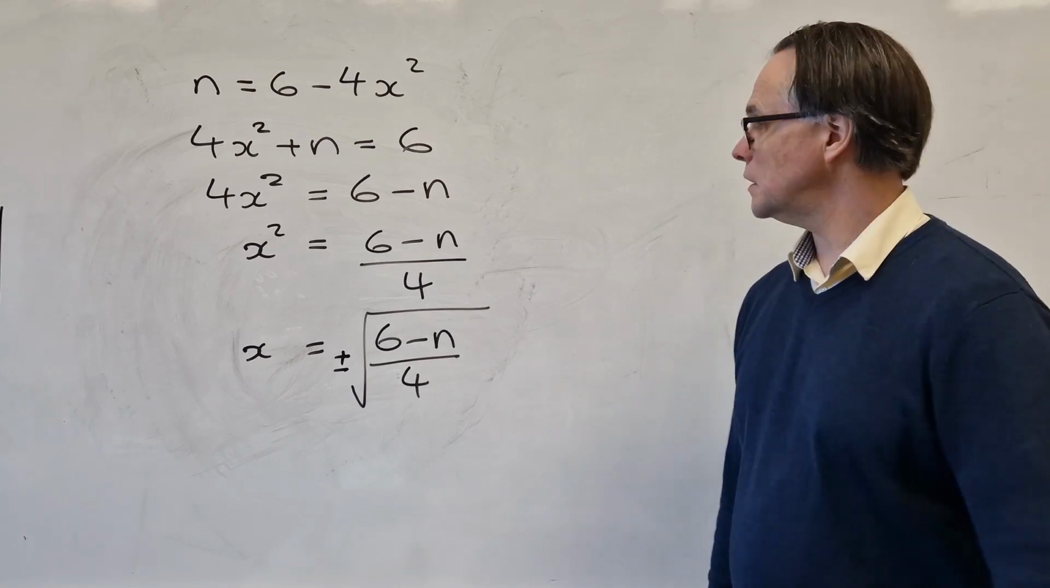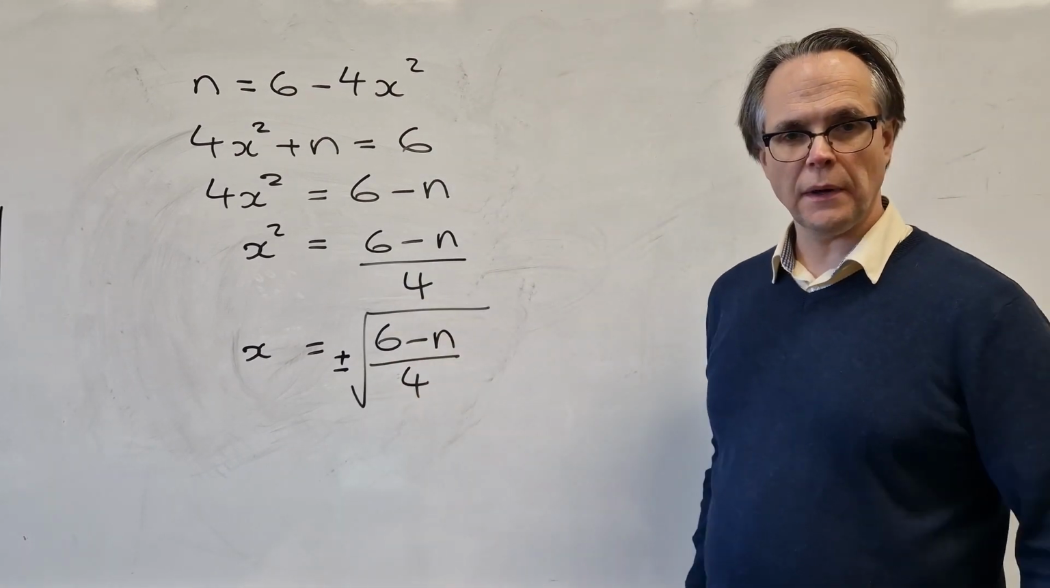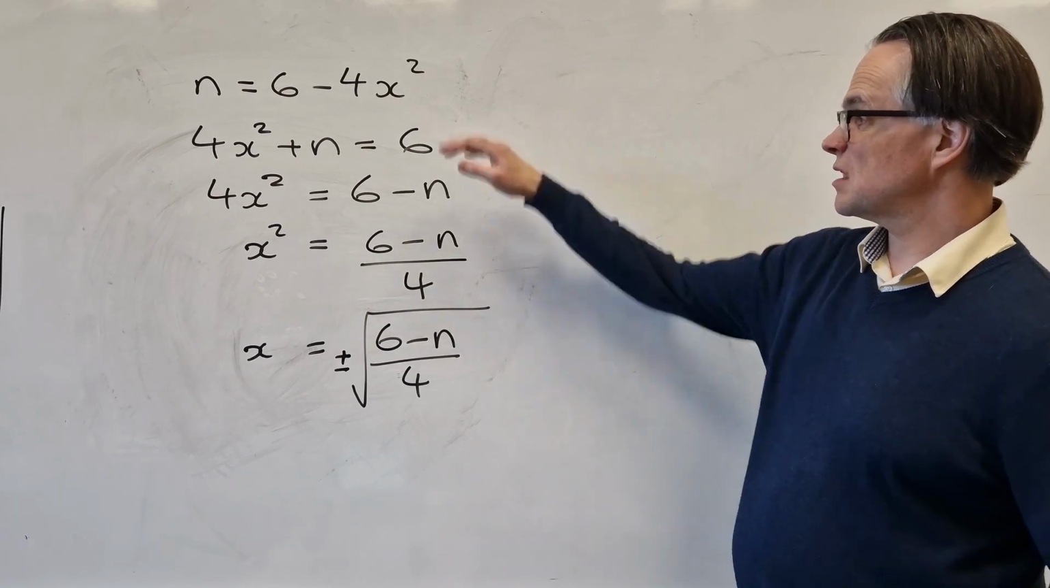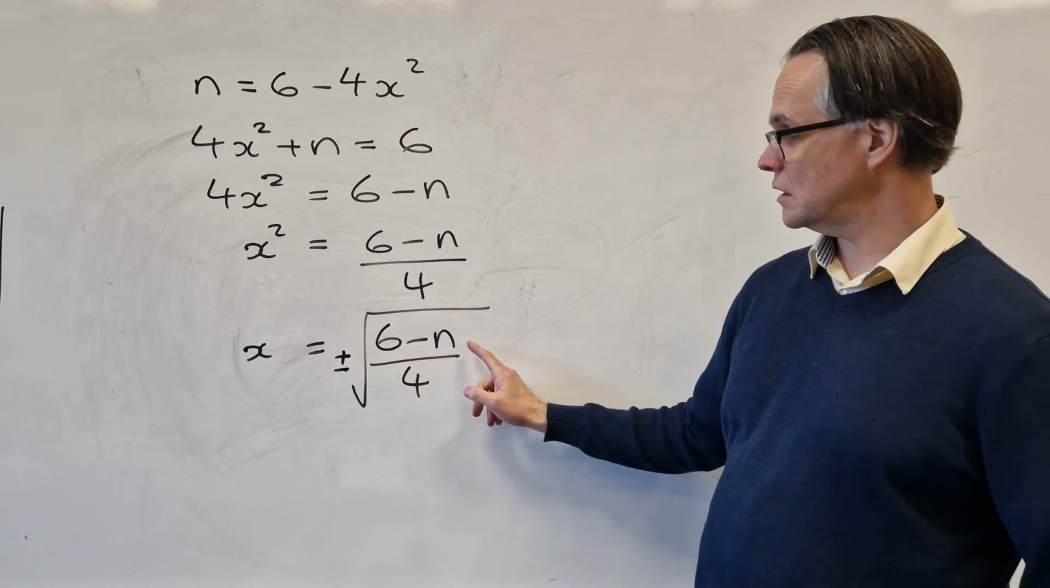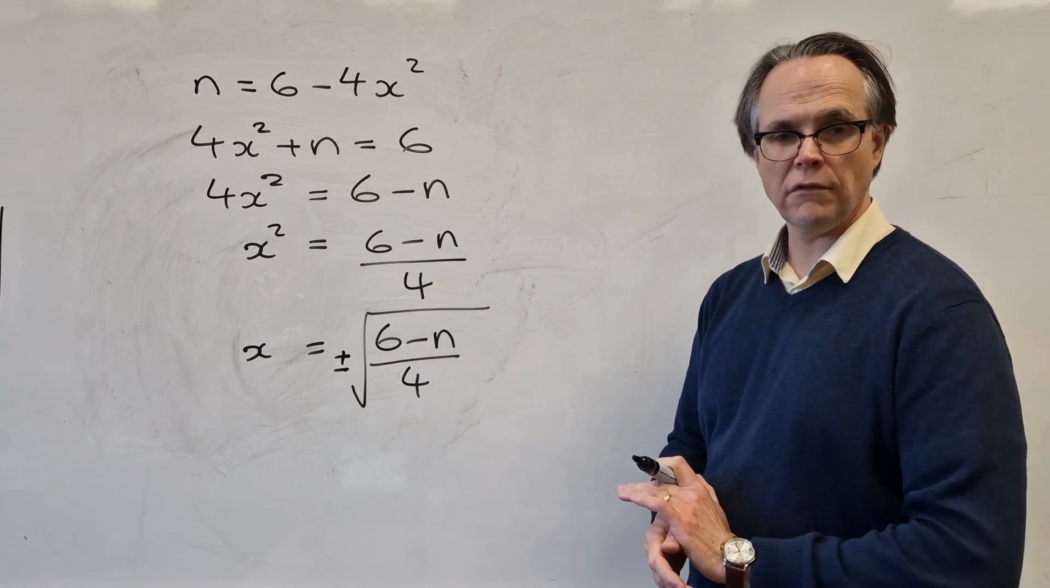Because basically what we've done here, isn't it, is we've solved a quadratic equation. The rearrangement is essentially just solving this quadratic equation, giving you solutions in terms of n. Anyway, that's the correct rearrangement for this one.